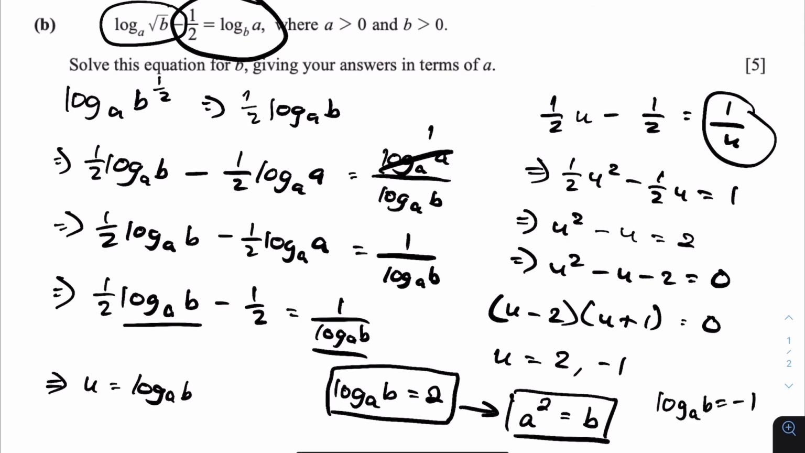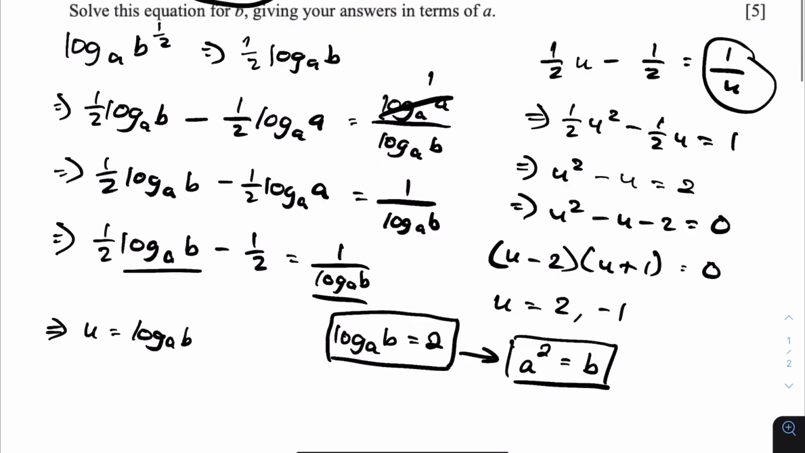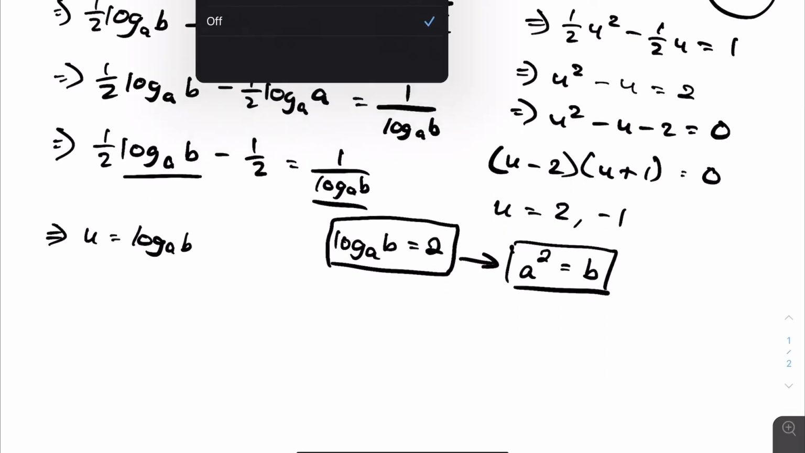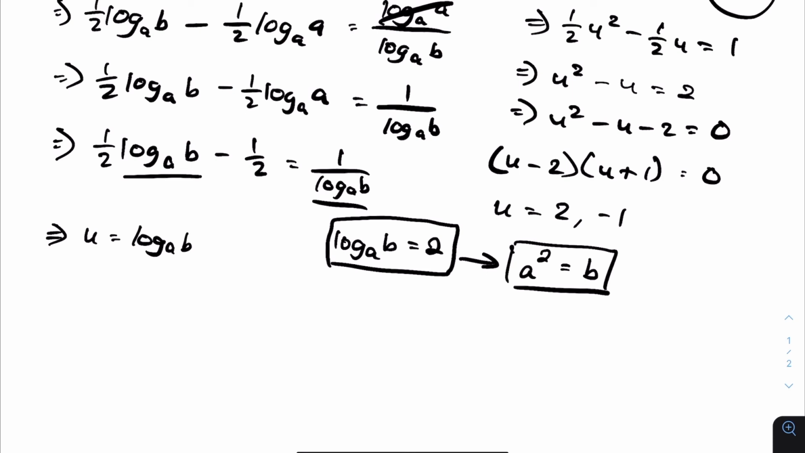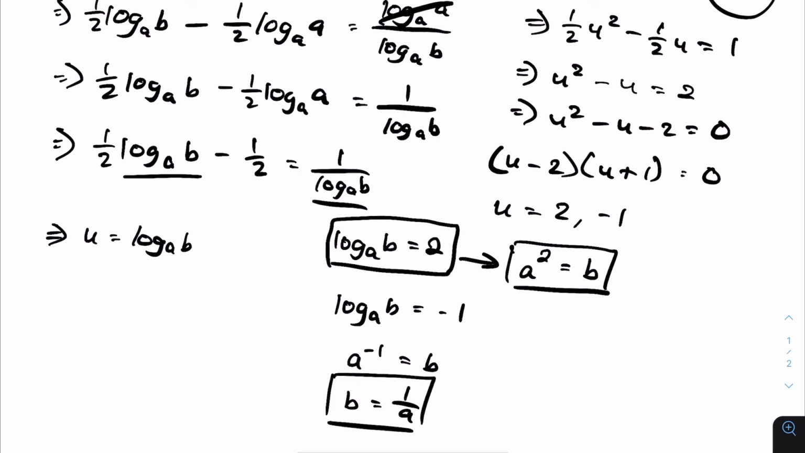Now let's say that we have log AB equals negative 1. So if we have a to the power of negative 1 equals b, give me a second while I try and get this to work. Let's just move it down a bit, I think. So let's say we have log AB is equal to negative 1. That's the same way as writing a to the power of negative 1 is equal to b. So b is equal to 1 over a. So there's 2 ways of writing it. b equals a squared and b equals 1 over a.